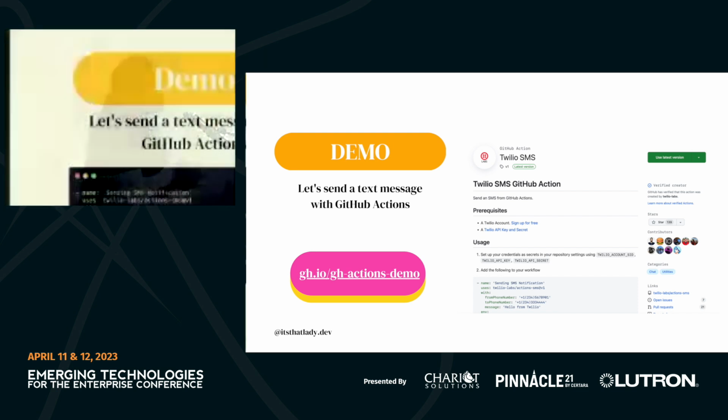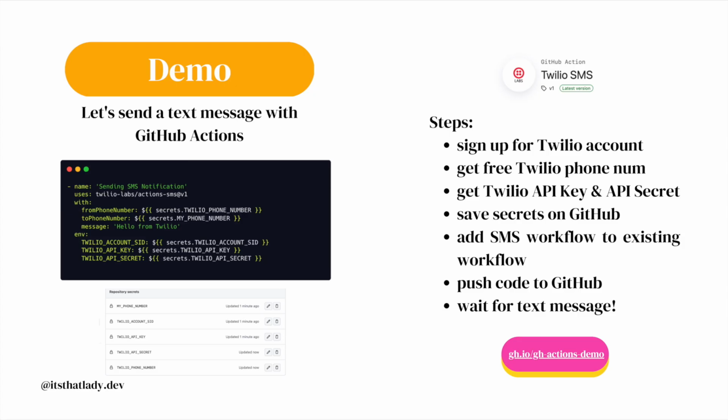And so this is the demo, and these are the steps that we're going to use. So if you'd like to do this from home, no problem. You need to sign up for a Twilio account. Then you need to get a free Twilio phone number, get your API secrets and your API key, save those secrets to GitHub, then add the SMS workflow, this one that's here on the screen, to an existing workflow, push it to GitHub, and then wait for a text message.